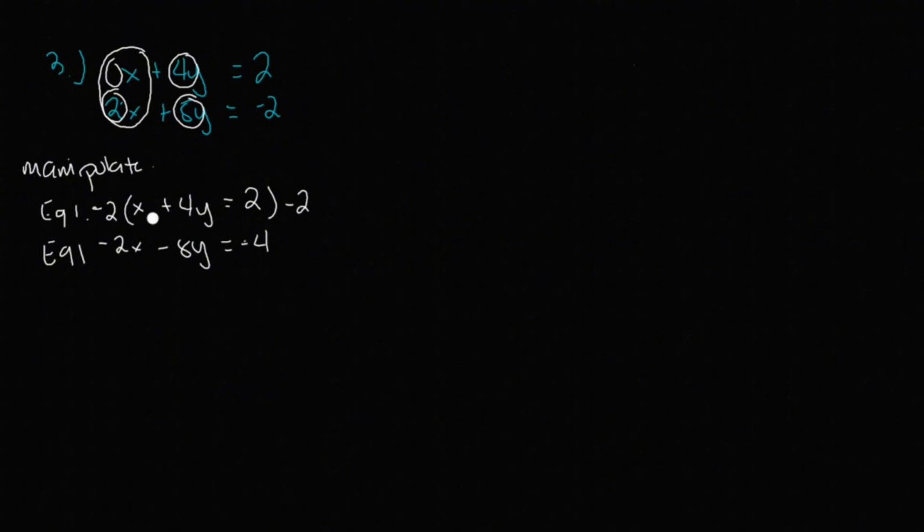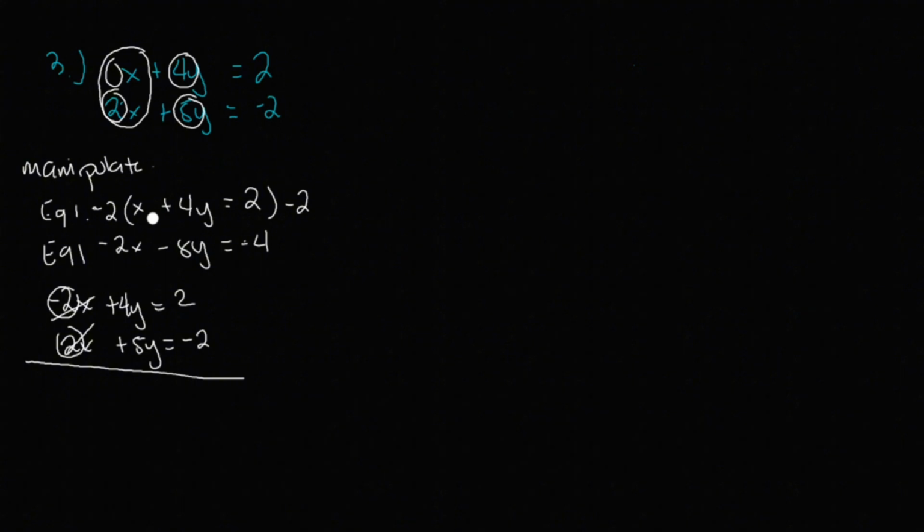Okay, and all you have to do is to rewrite your system. So you have negative 2x minus 8y is equal to negative 4. Then just simply copy the second equation. 2x plus 5y is equal to negative 2. Okay, and as you can observe, we now have the same numerical coefficient, and also they have different signs, so we can just simply cancel x.